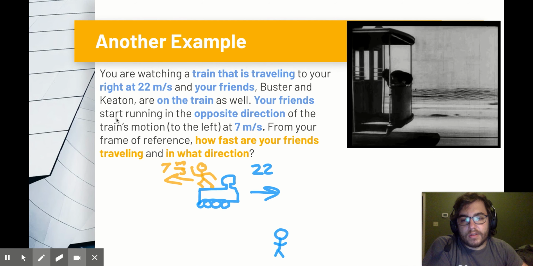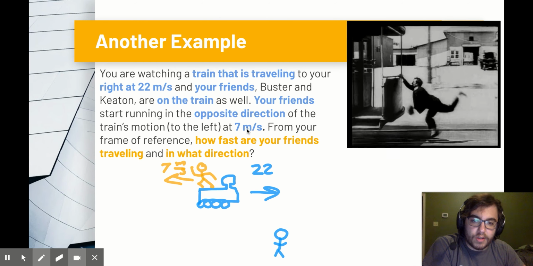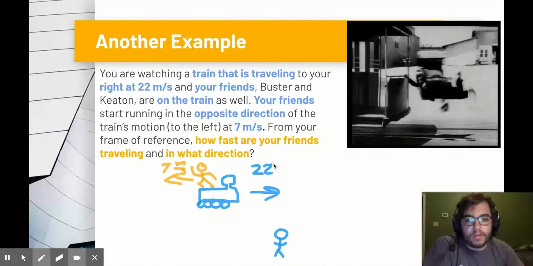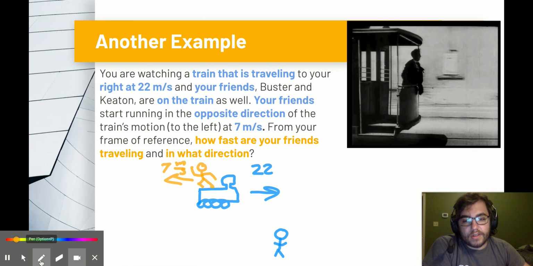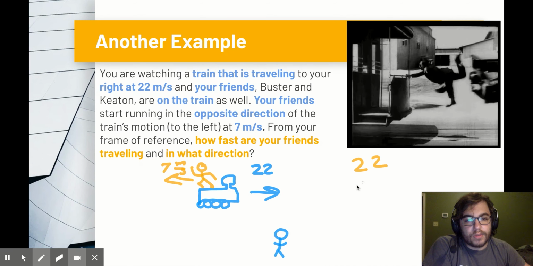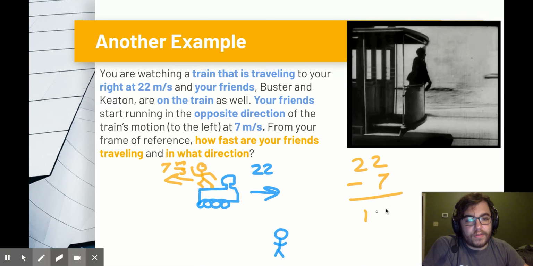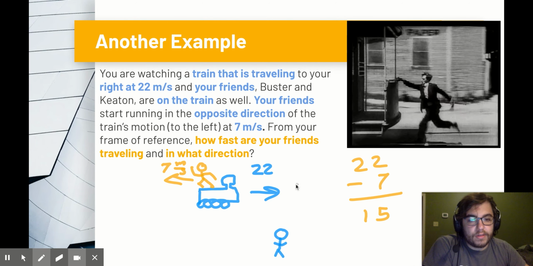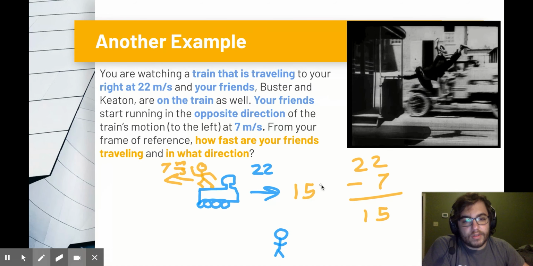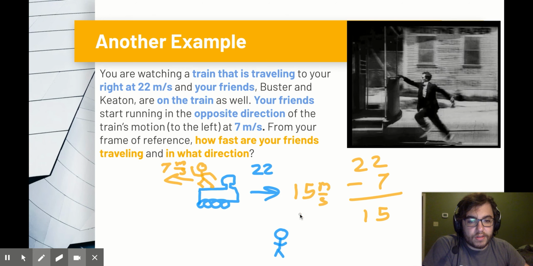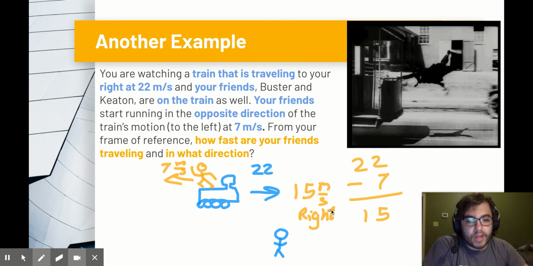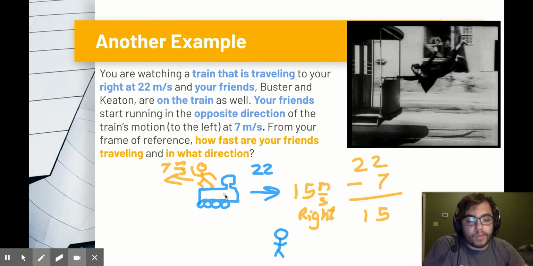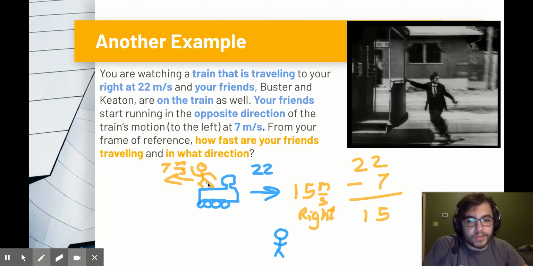You know this because it says your friends are running in the opposite direction of the train's motion, which is to the left at 7 meters per second, and your friends are on top of the train. So we know based on the chart they're subtracting. So 22 minus 7 gives us an answer of 15. And remember, all we got to do is look at the bigger number. So the bigger number is to the right. So your friends will still look like they're moving to the right, just a little bit slower than the train itself is traveling. If you're looking at a person in the window, it would look like they are definitely moving at a faster speed than your friends on top of the train.